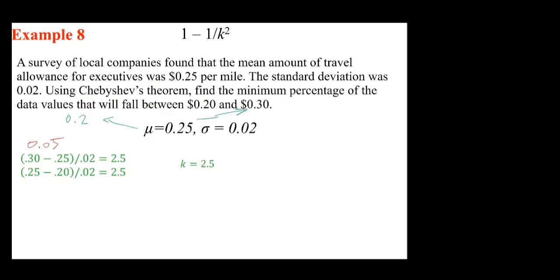Now, according to Chebyshev's theorem, we say 1 minus 1 over k squared. So 1 minus 1 over 2.5 squared. Now you need to calculate this and subtract it from 1, and that works out to be about 84%.